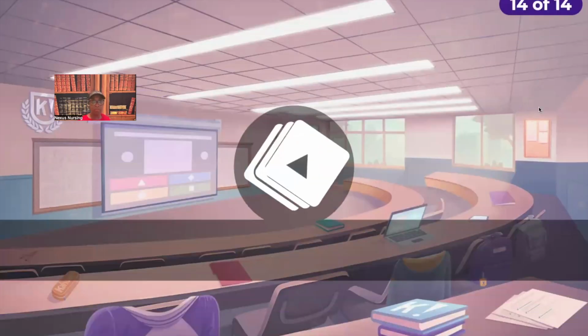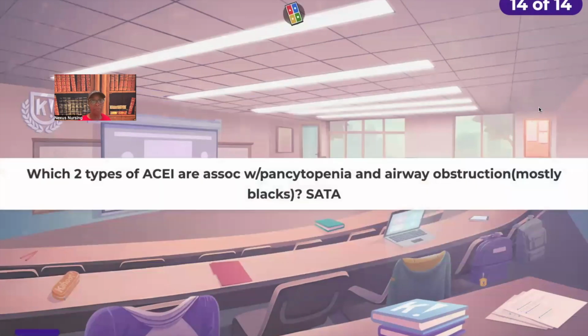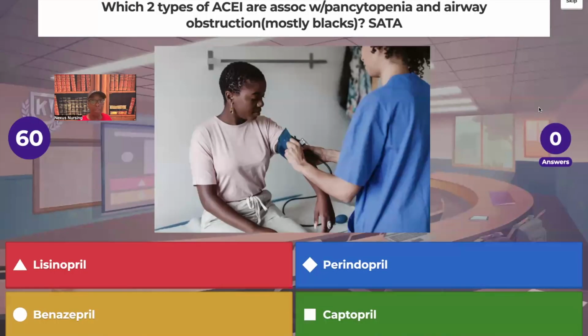Last question. Select all that apply. Which two types of ACE inhibitors are associated with pancytopenia and airway obstruction? This mostly happens in Blacks, but it can happen in anyone. It's been known to happen across the board, but we tend to see it happen more in Black patients. Hence one of the reasons we stay away from ACE inhibitors when it comes to Black patients.